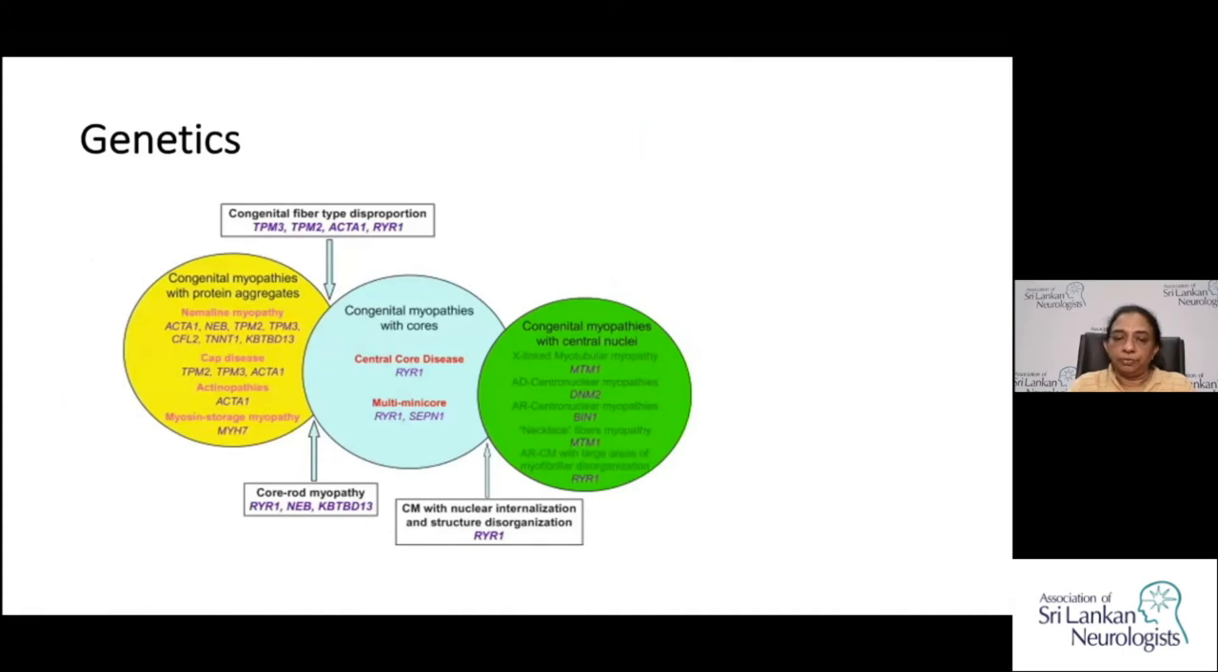So tomorrow we may find another few, but congenital myopathies with different protein aggregates, or with cores or rods, have different types of mutations that they have identified. So RYR1 is a common and very popular genetic defect that they have found, and ACTA1 mutation. So all these are with these congenital myopathies.